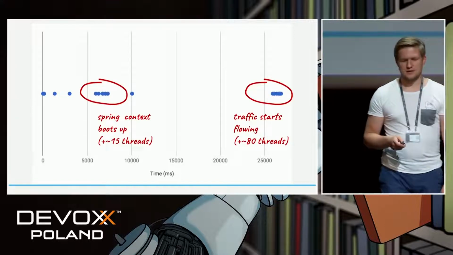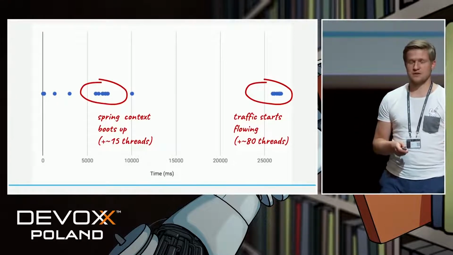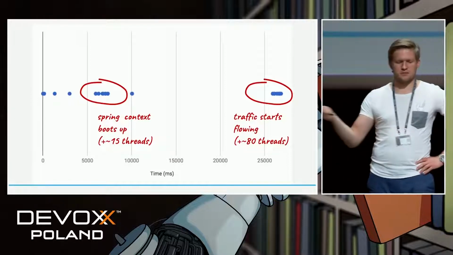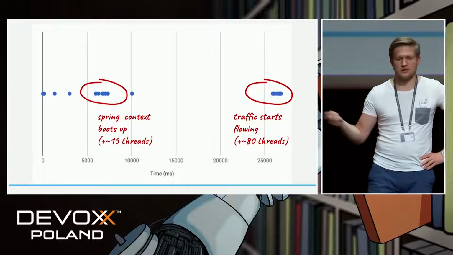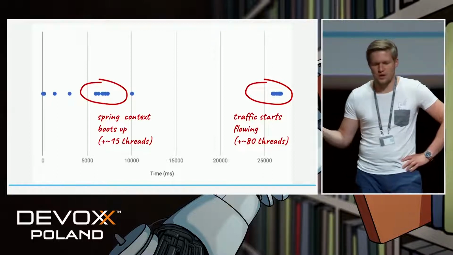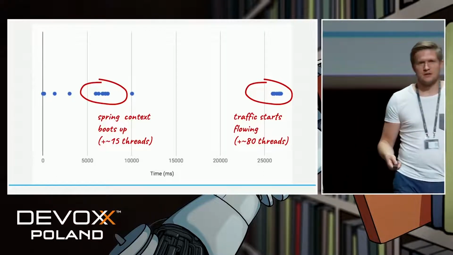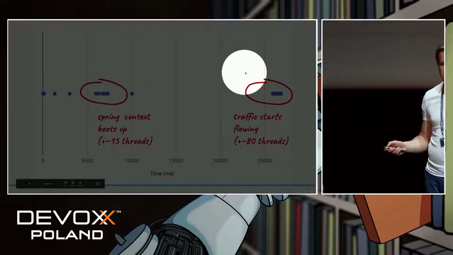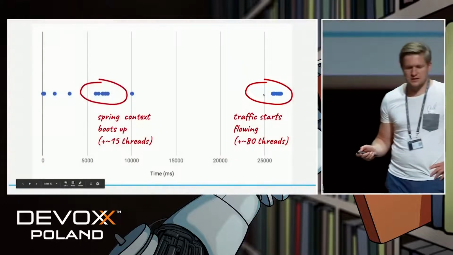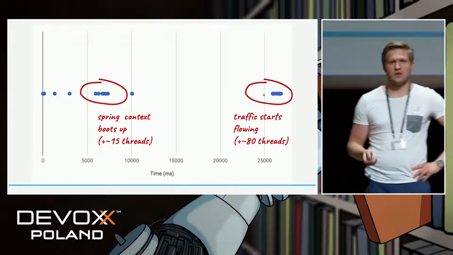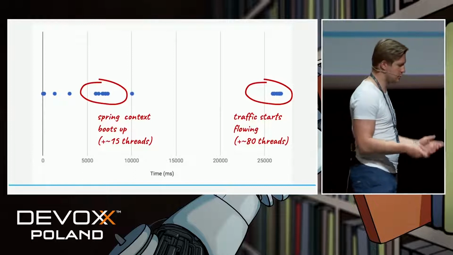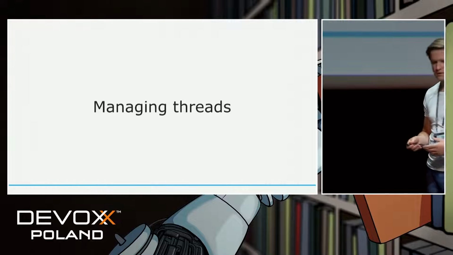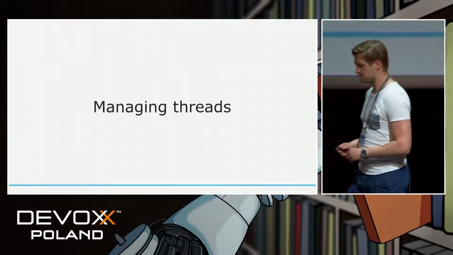Okay, what comes next? Spring Boot context and traffic starts flowing. So why is there so much space between Spring context booting up and traffic starting flowing? Like, why are there so many threads created? Why are those threads created not here, but here? And how can we manage them? How can we utilize them to their full potential so that our application is actually very performant and stable? Let's talk about managing threads.